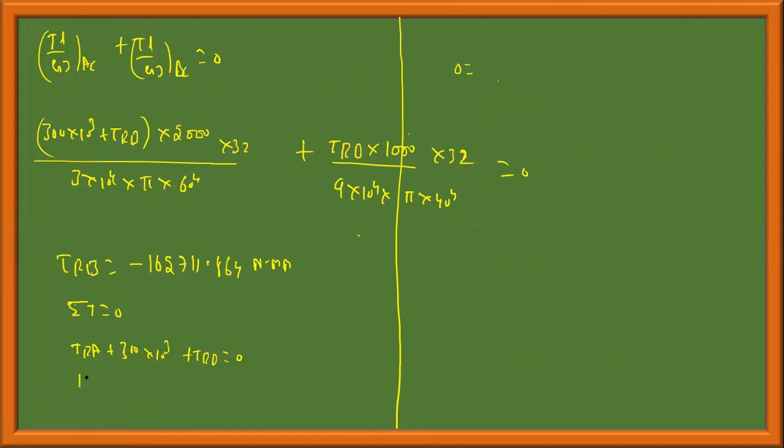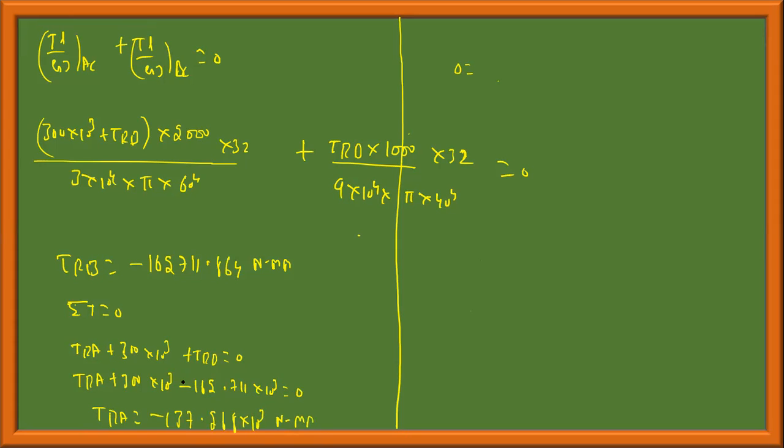But TRA we don't know. TRA plus 300 into 10 power 3, TRB is minus 162.711 into 10 power 3, is equal to 0. Therefore, TRA is equal to 300 minus 162.77, which will be around minus 137.268 into 10 power 3 Newton mm. This is your TRA.